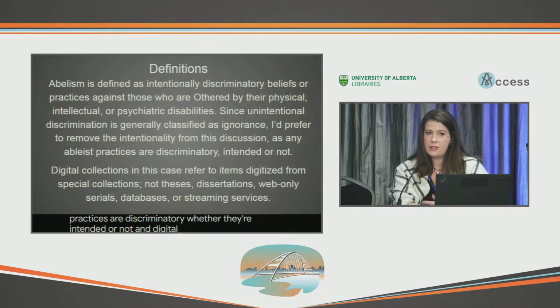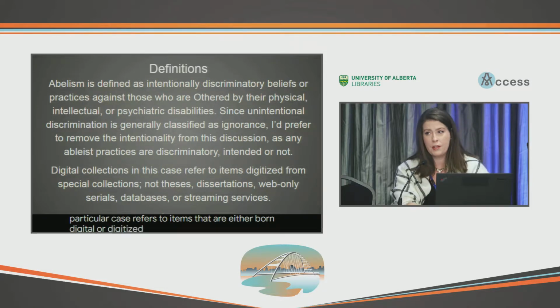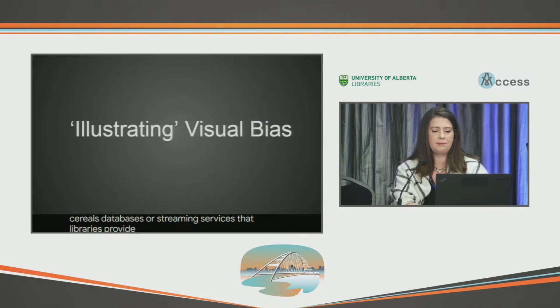And digital collections, in this particular case, refers to items that are either born digital or digitized from special collections. I'm not referring to more scholarly communications endeavors that have theses, dissertations, any serials, databases, or streaming services that libraries provide. Okay, illustrating visual bias.